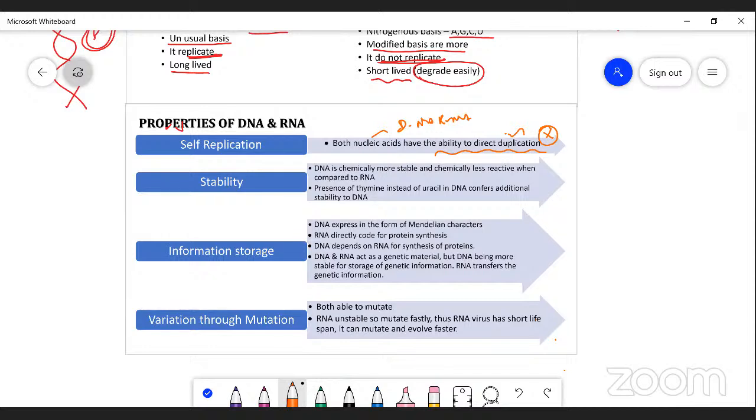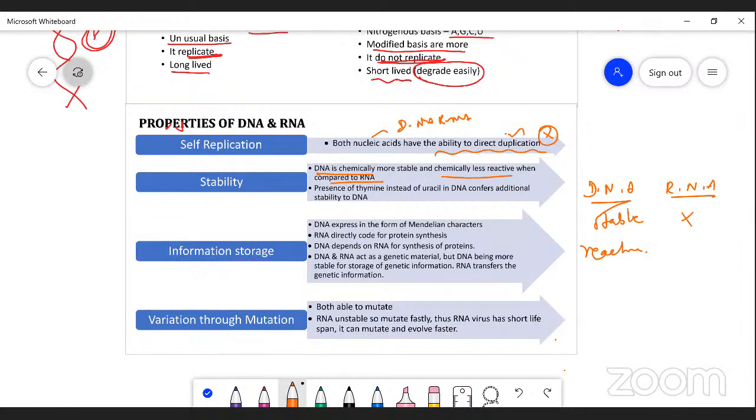Next, stability. DNA has more stability than RNA. It is more stable and chemically less reactive when compared to RNA. Remember, DNA is chemically more stable compared to RNA. But in reactivity, DNA has very little activity compared to RNA. DNA has a stable condition, but RNA is not as stable. But we are talking about reactivity, that is the activity condition.